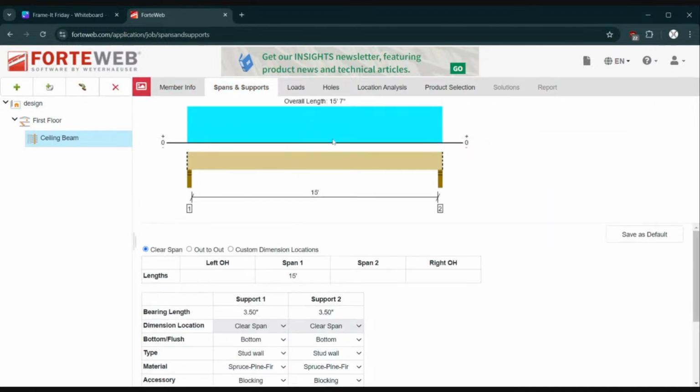So, spans and supports. First thing, let's show our beam. The blue area is showing the loading area, and this is our beam. It's got a wall on each end, and we're going to say the span between each of these is 12 feet.